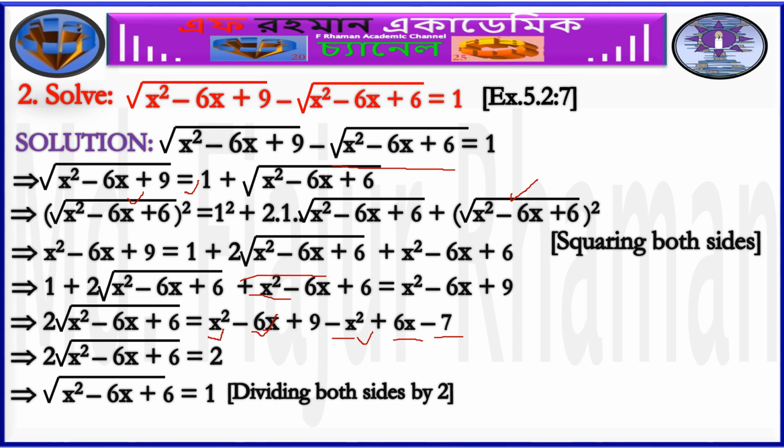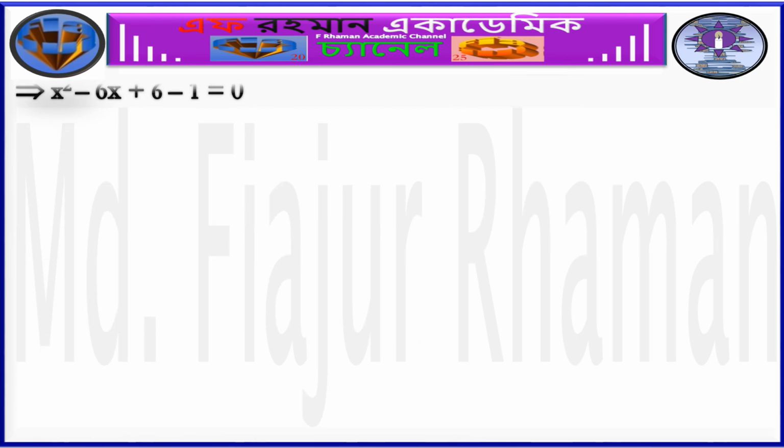Since the radical on the left side of this equation is isolated, squaring again we get x square minus 6x plus 6 is equal to 1. This implies that x square minus 6x plus 6 minus 1 is equal to 0. This implies that x square minus 6x plus 5 is equal to 0. We have to factorize it by the process of middle terms.